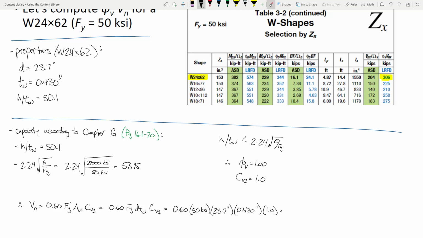And what is that? I got 305.73. 305.73 kips. Do I have a second on that? Yep. And so phi Vn is just 1 times that. So phi Vn is 305.7 kips.